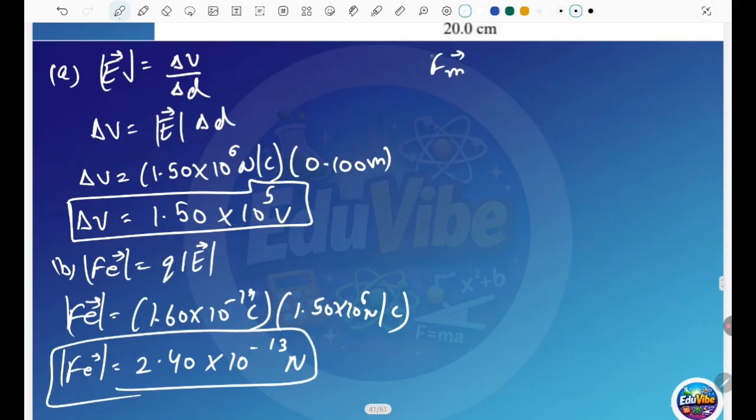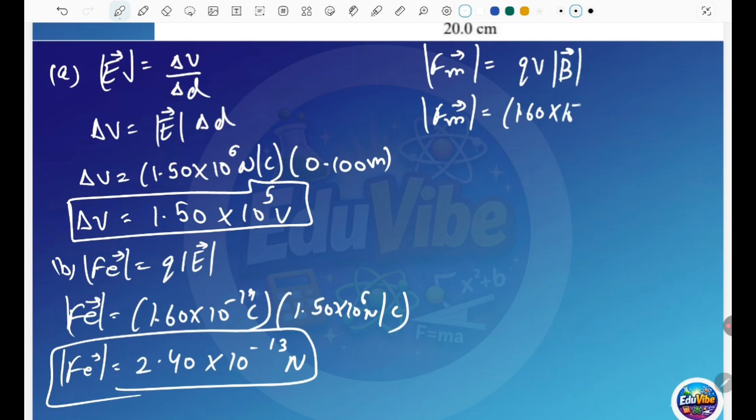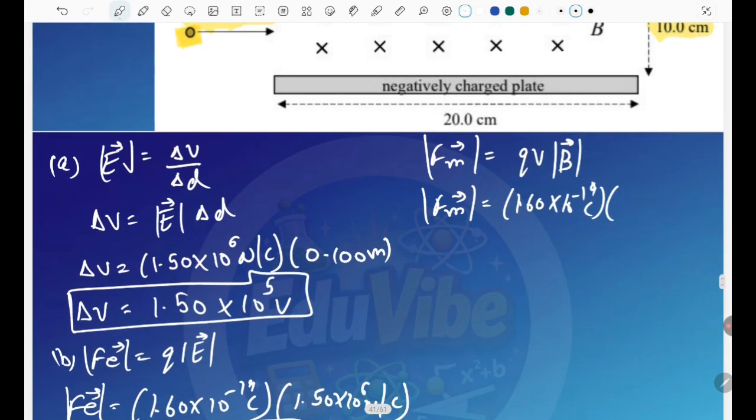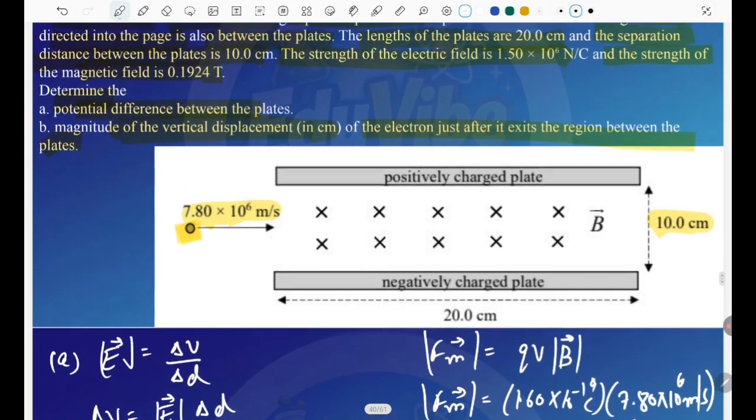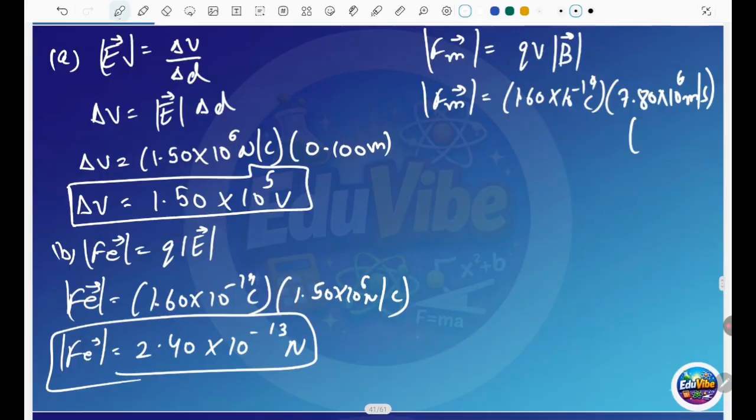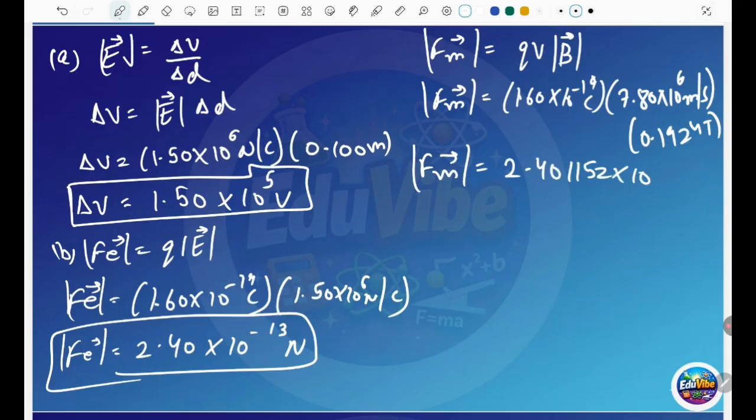For Fm, we all know that it is QV times magnetic field. So for Fm, Q is your elementary charge, and V is given to us, which is 7.80 into 10 raised to power 6 meters per second, and your magnetic field is in Tesla, which is 0.1924 Tesla. When you multiply this whole thing, you get about 2.401152 into 10 raised to power minus 13 newtons.